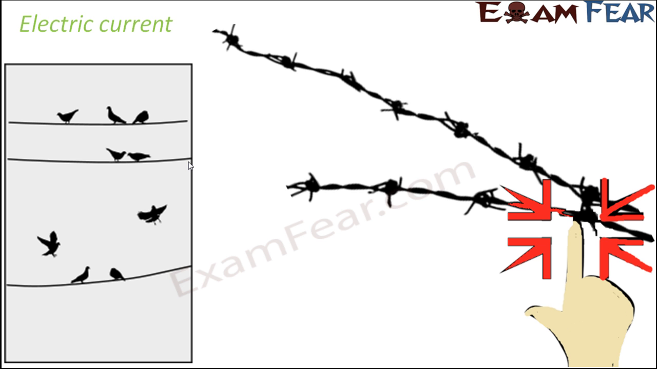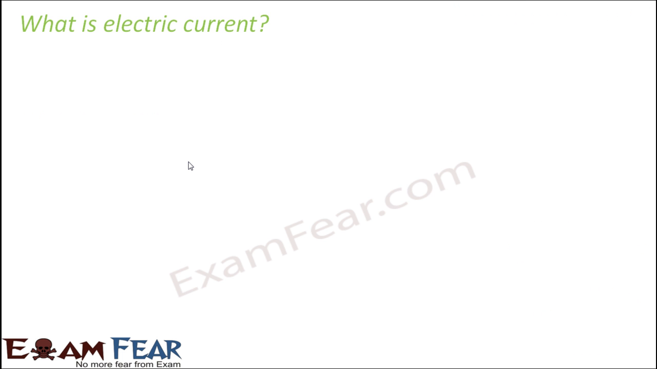So here we will try to understand what is electric current, what generates electric current, and how can we glow a bulb, how can we make a circuit. So we are going to learn all the basics about electricity. So the first question is, what is electric current?